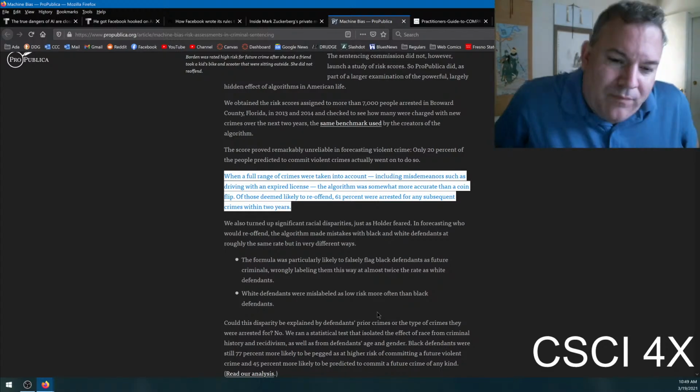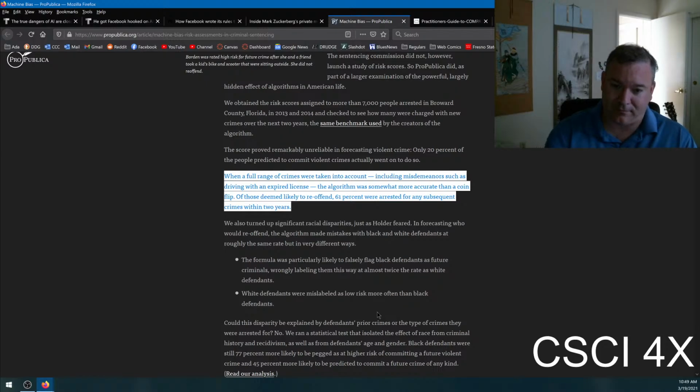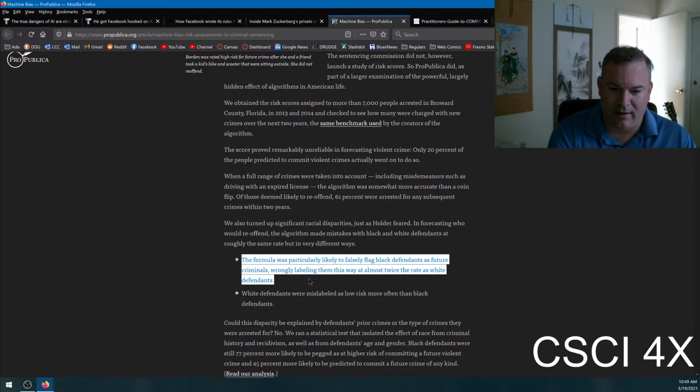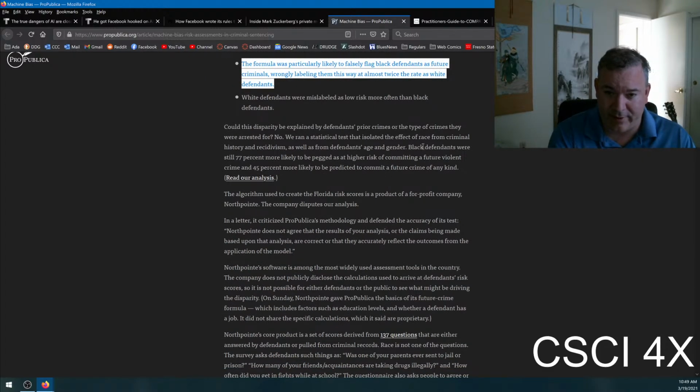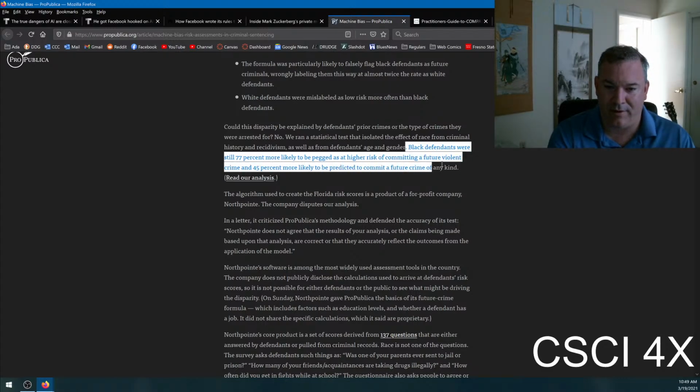Once you take into account all crimes, including misdemeanors, not traffic violations, then 61% were rearrested in 2 years. Okay. So not a violent crime, but still committing a crime. The formula is particularly likely to falsely flag black defendants, like we talked about. Here we got numbers, good. Black defendants were 77% more likely to be pegged as a higher risk of committing a future violent crime, and 45% more likely to be predicted to commit a future crime of any kind.